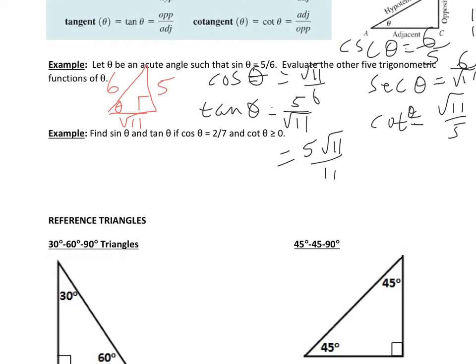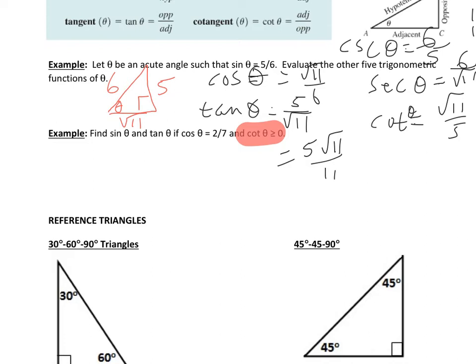You can try this problem right here real quick. Find the sine and the tangent if the cosine is 2/7 and the cotangent is greater than 0. Oh, okay, well, that's a nice little clue to have, knowing that the cotangent is greater than 0. If the cosine and the cotangent are both positive, then everything else is going to have to be positive as well, which is good news. So you just need the sine and the tangent.